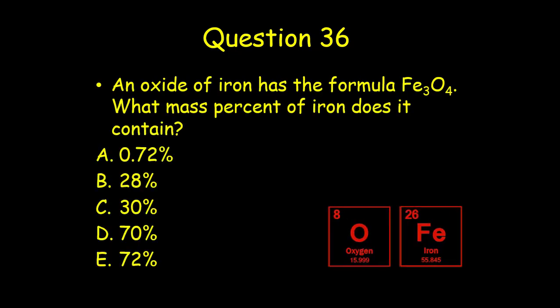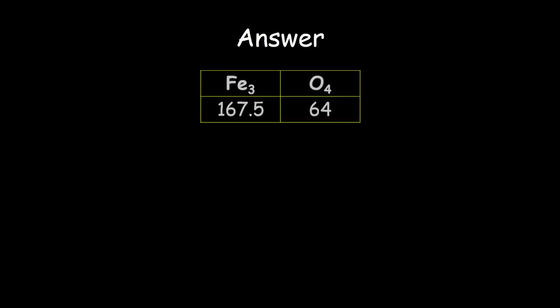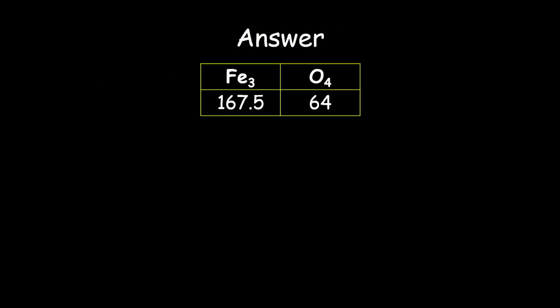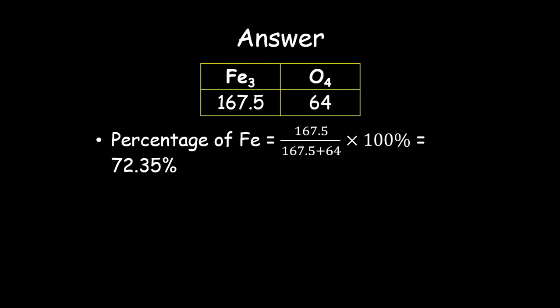Question 36. An oxide of iron has formula Fe3O4. What mass percent of iron does it contain? 0.72, 28, 30, 70, 72. So the answer is: Fe3 equals 167.5, O4 equals 64. Percentage of iron equals 167.5 over 167.5 plus 64, that is the molar mass of the compound, times 100%, which is equal to 72.35%.